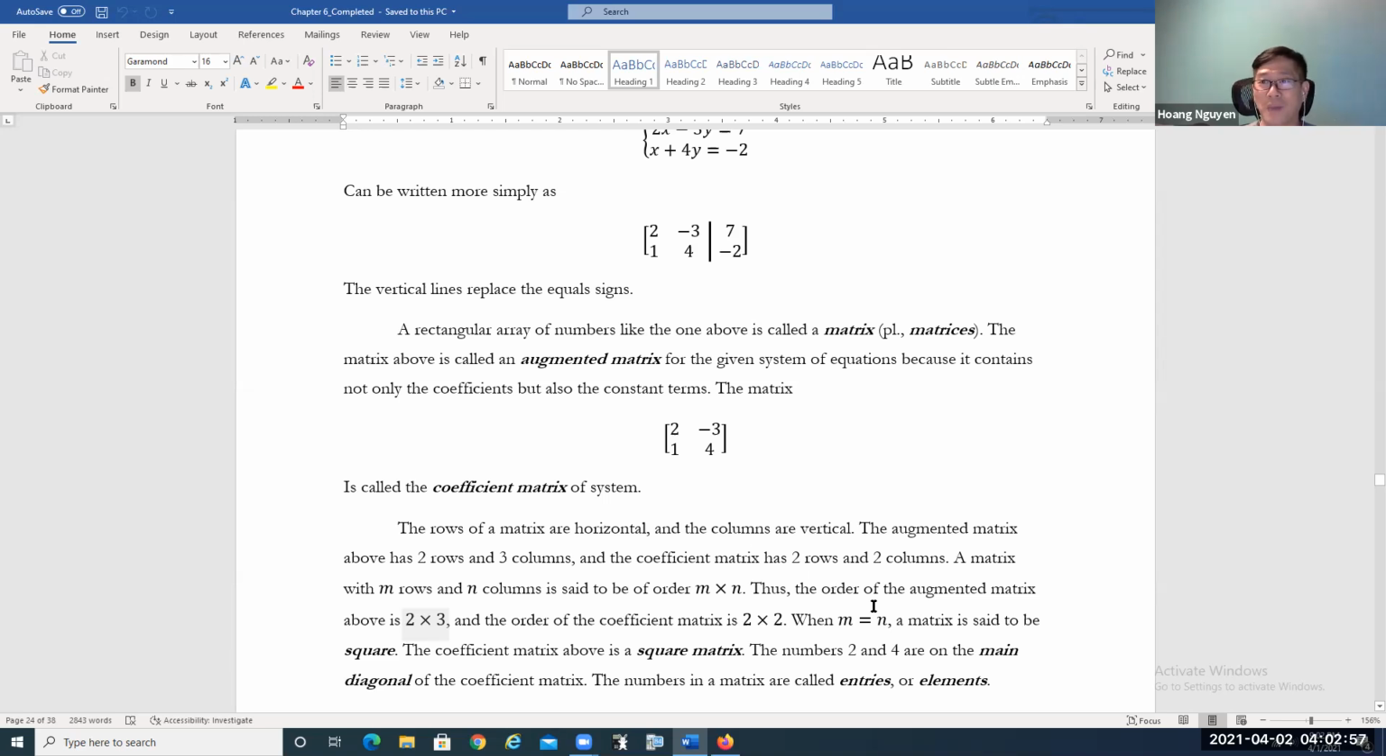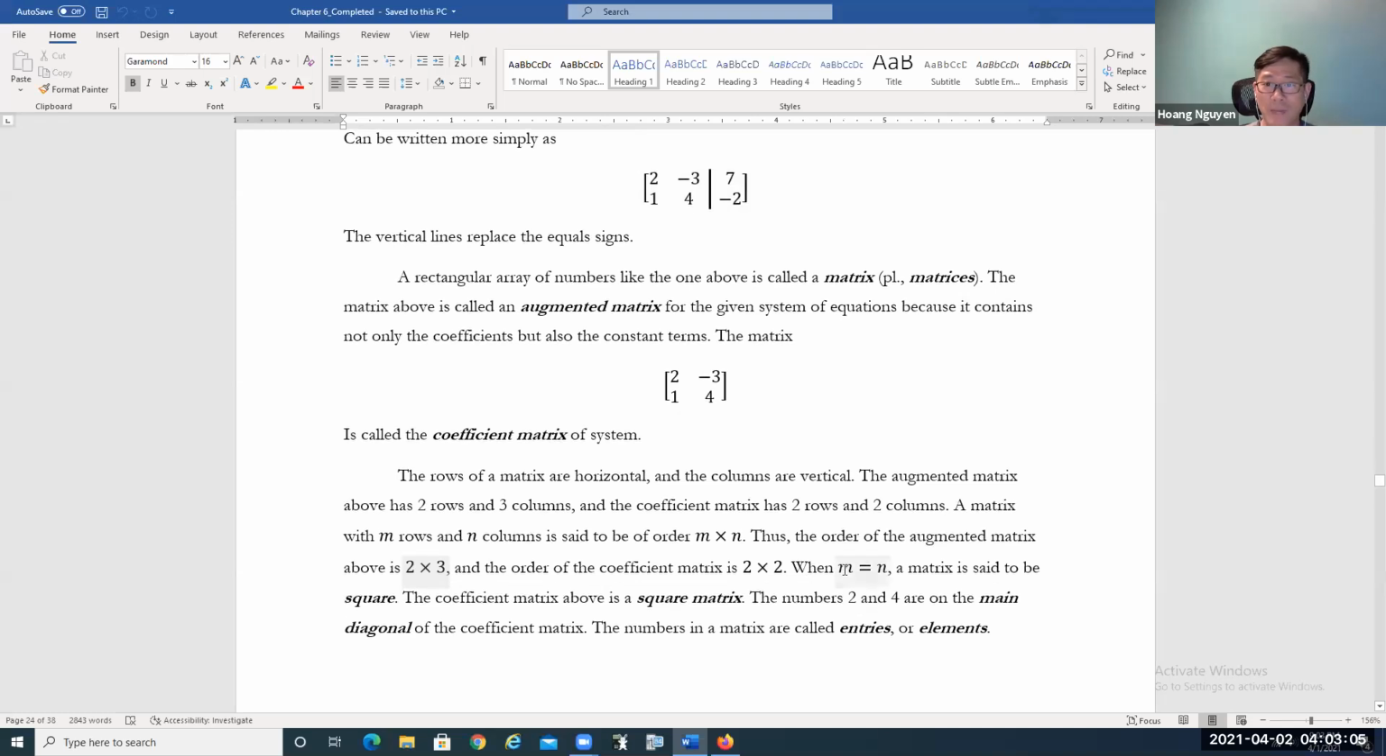When you have a matrix where the number of rows equals the number of columns, we call that matrix a square matrix. When m, which is the number of rows, equals n, which is the number of columns, the matrix is said to be a square matrix. The coefficient matrix above is a square matrix, because it has 2 rows and 2 columns.